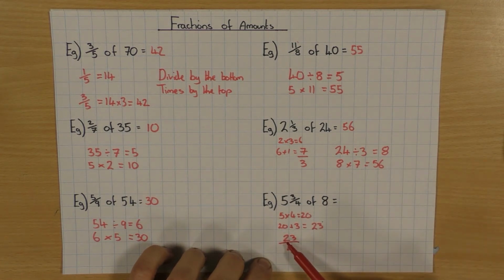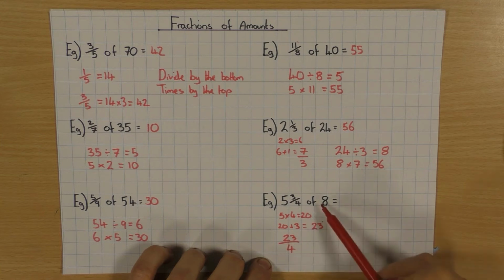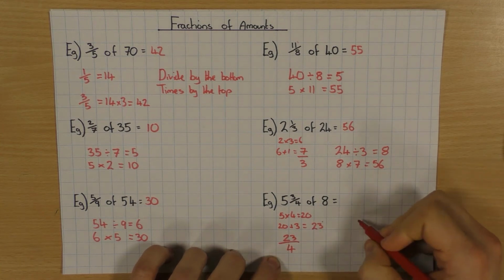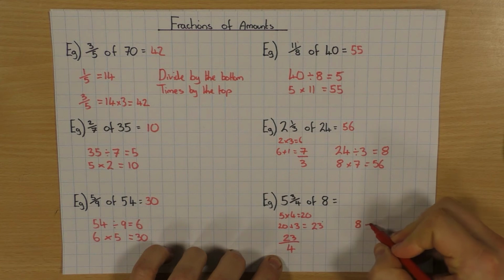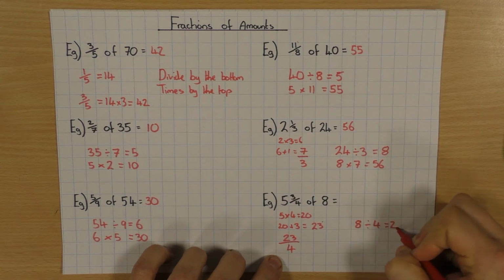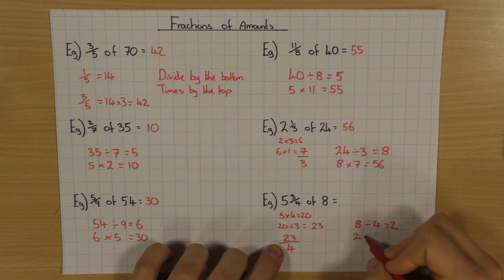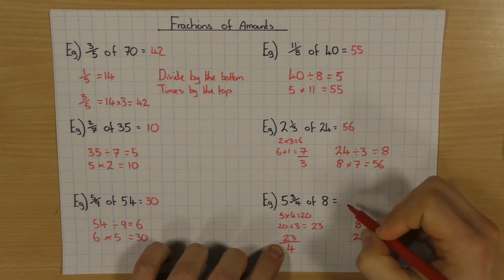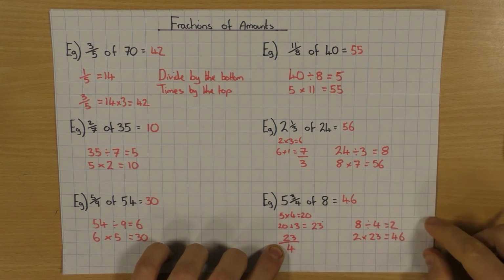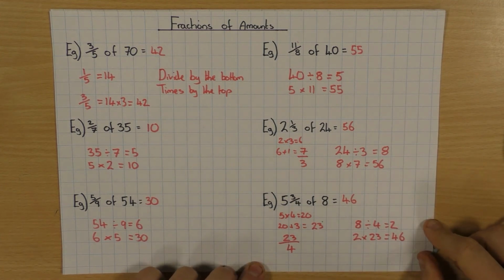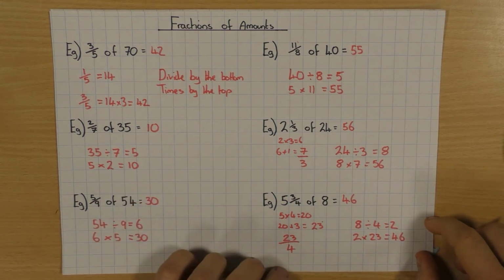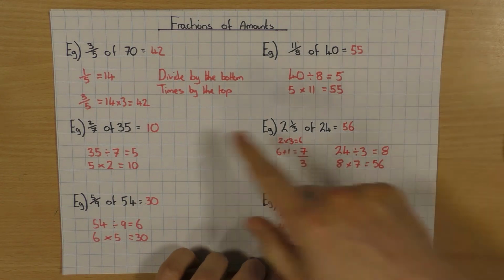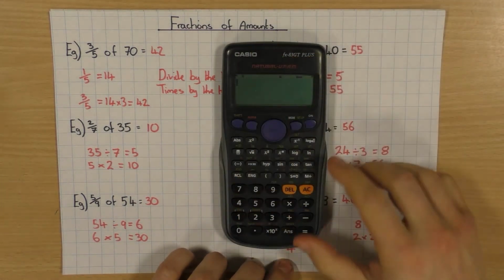So I'm going to work out 23 over 4 of 8. So I'm going to divide by the bottom, so 8 divided by 4 is 2, then times by the top, so 2 times 23 is 46. So that there would be 46. So that's how you do it without a calculator. Divide by the bottom, times by the top. I'm now going to check my answers and show you how to do it on a calculator.